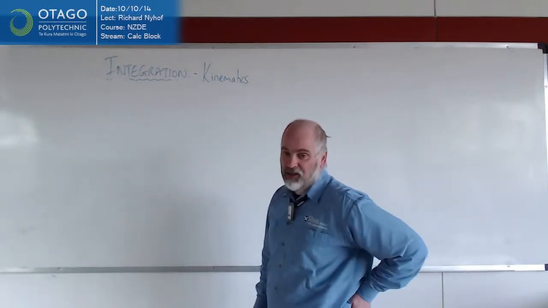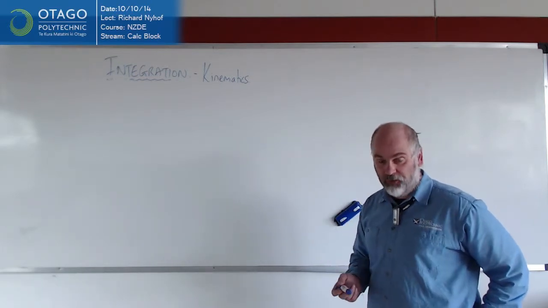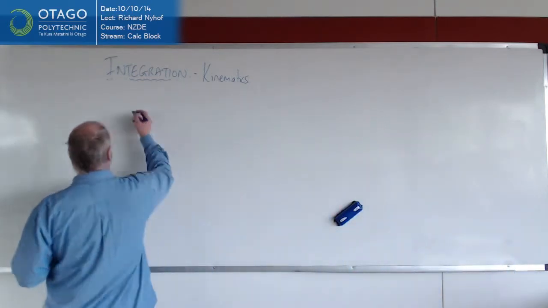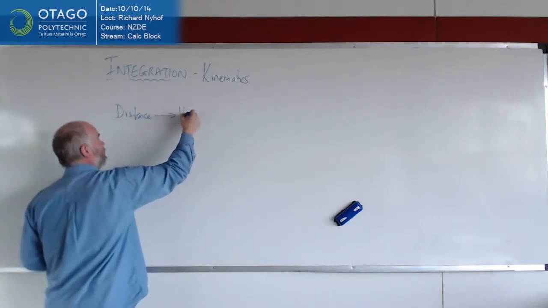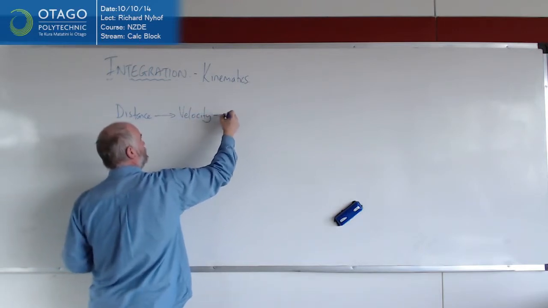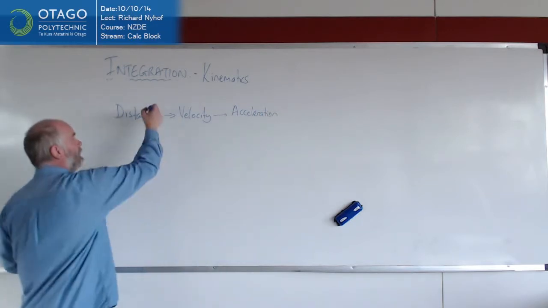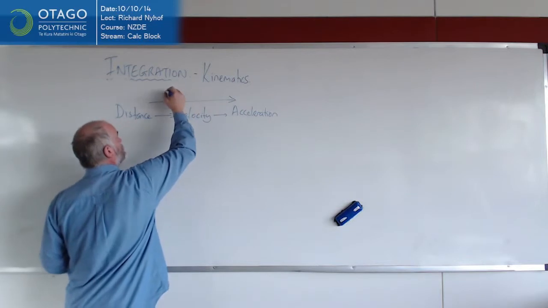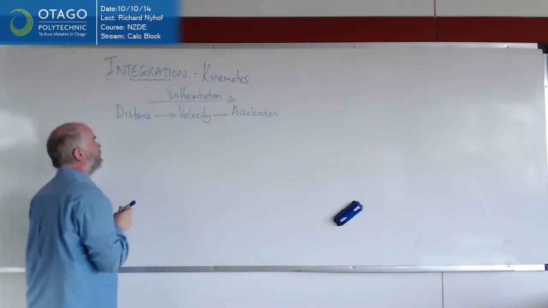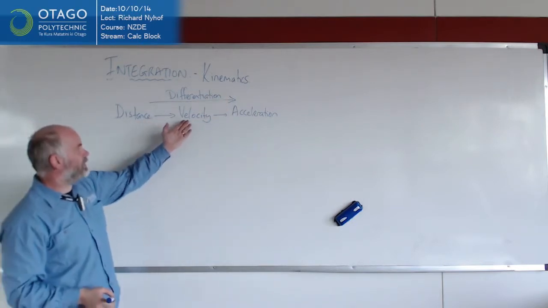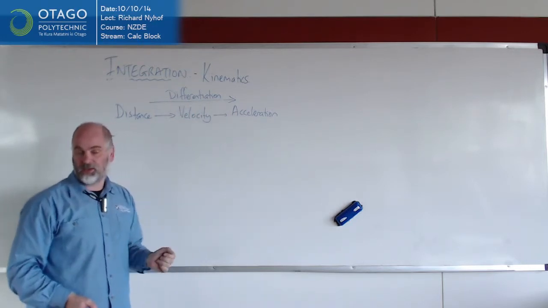Look at another application of integration. This is what we call kinematics, and you will probably remember kinematics from when we did differentiation. When we did differentiation, we talked about distance and changing it into velocity and changing it into acceleration. If you started with a distance function and differentiated it, you got velocity, and if you took velocity and differentiated it again, you got acceleration.